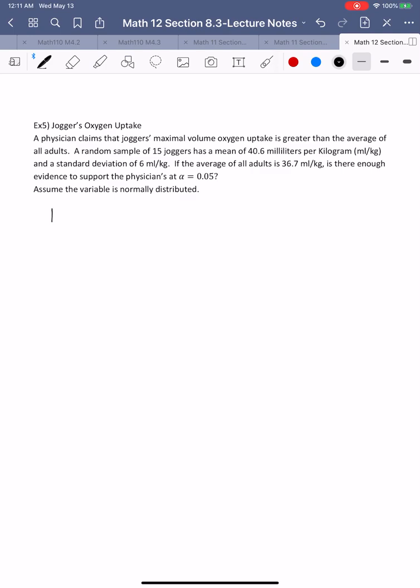Okay, so H1 is mu greater than 36.7, and the null hypothesis, H0, is mu equal to 36.7. This is a right tail test. And then the degrees of freedom is 14 because there are 15 joggers.